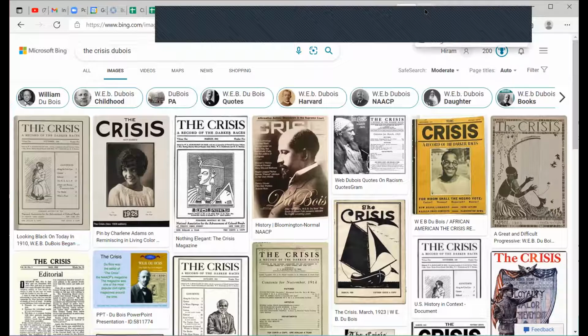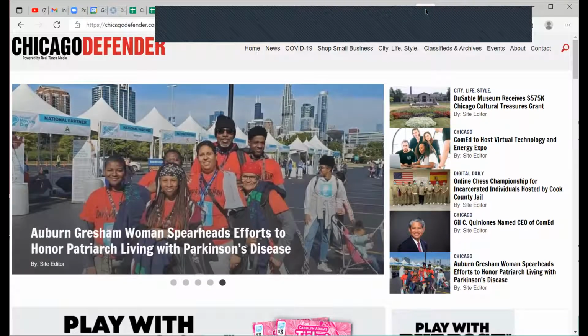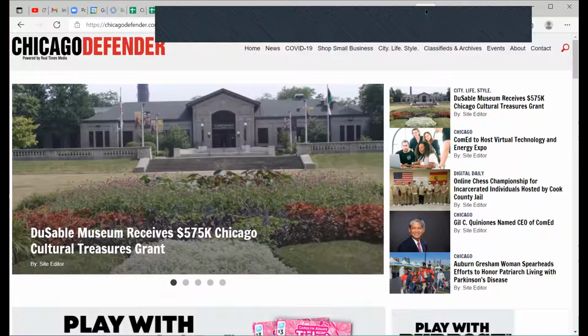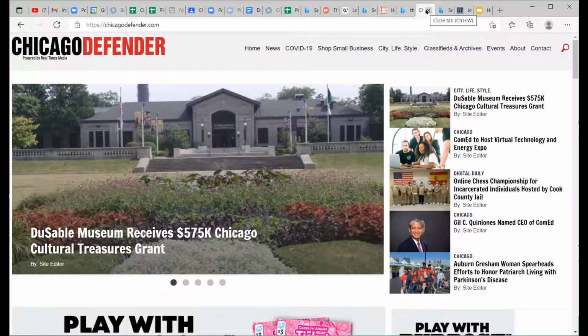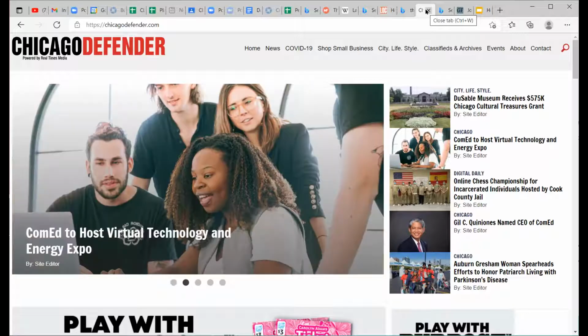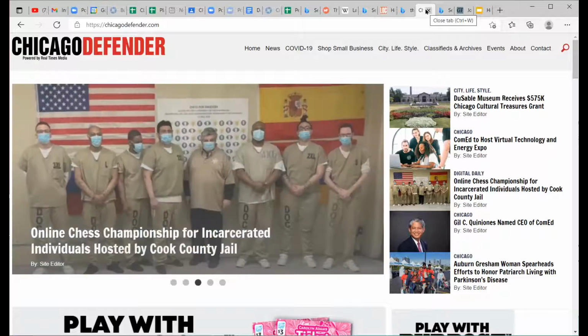Then I looked up the Chicago Defender. And what was very unique about what they said is that the Chicago Defender, he had a column there. So that means he had control over the writing that got published in that column. So not only was he publishing his work, but he was publishing the work of other Black writers in Chicago. Langston Hughes moved to Chicago and got a job working for the Chicago Defender.